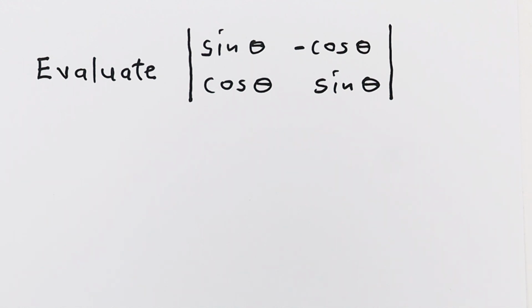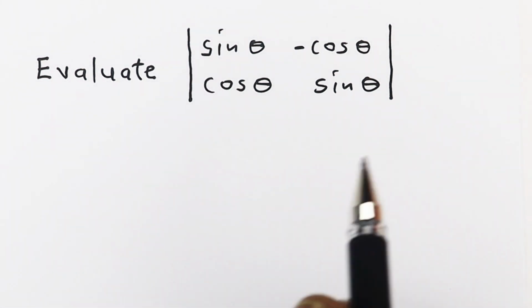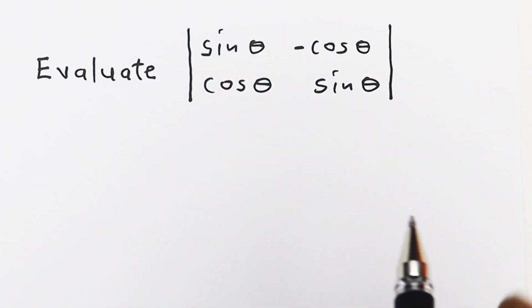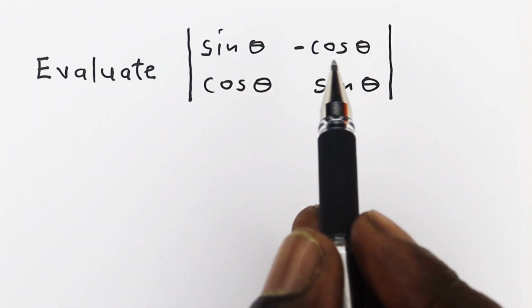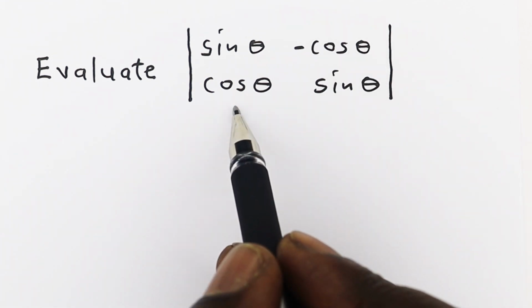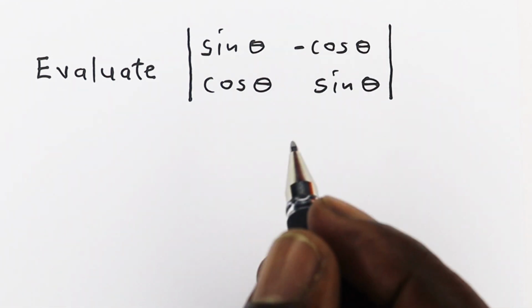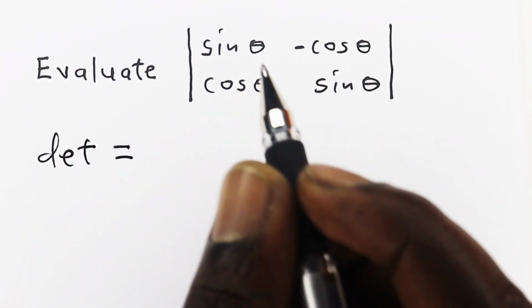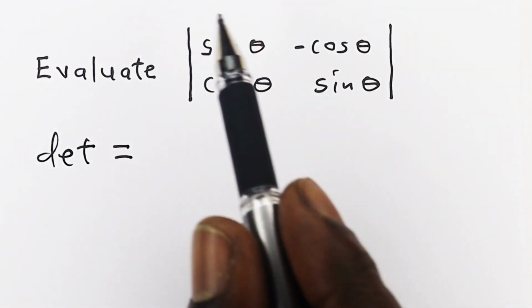Let us look at this nice question. Evaluate the determinants of this matrix. So the parallel lines just indicate that you're supposed to compute for the determinant of the matrix. So the matrix is sine of theta, and negative cos of theta, sine of theta. So to obtain the determinant, we just get the difference of the product of the diagonals.